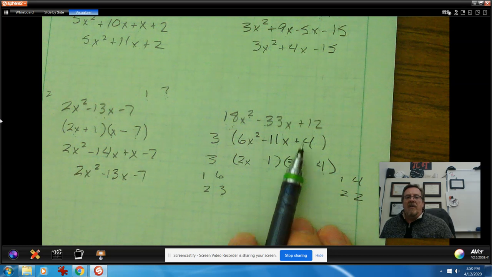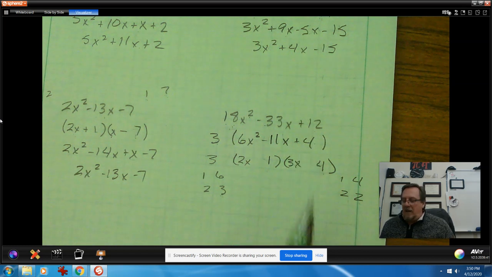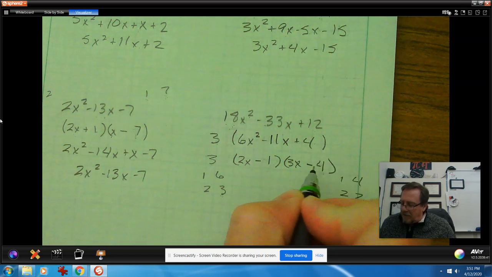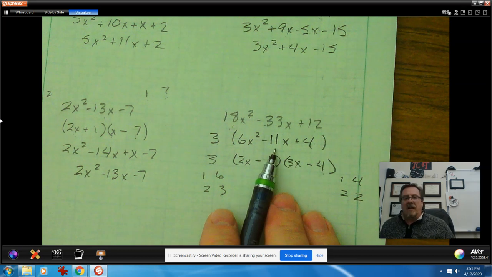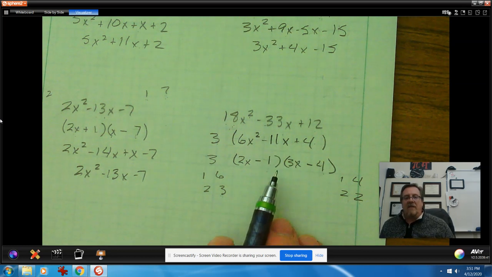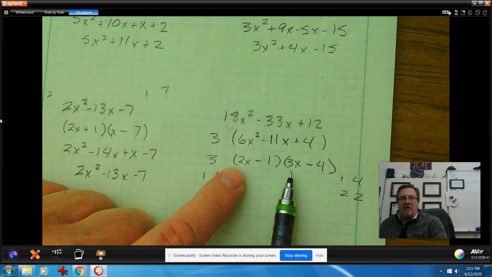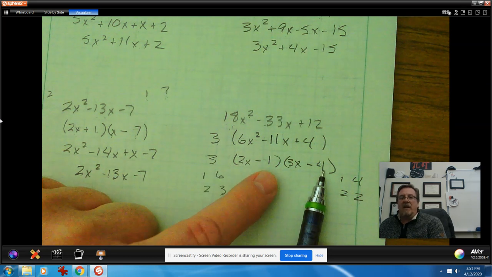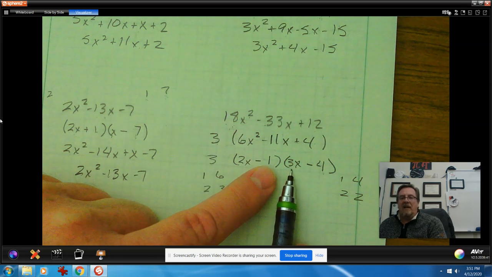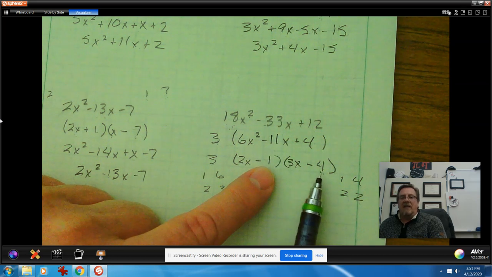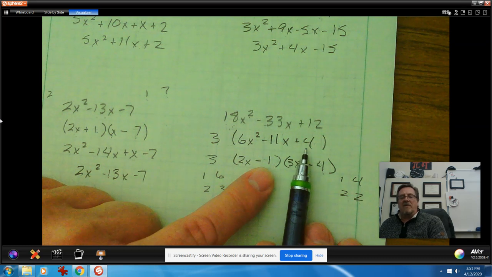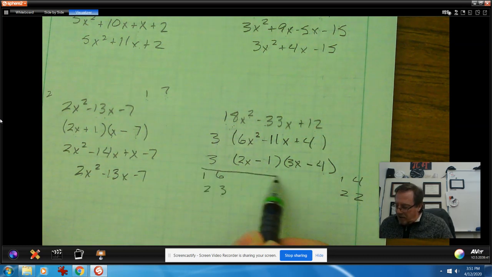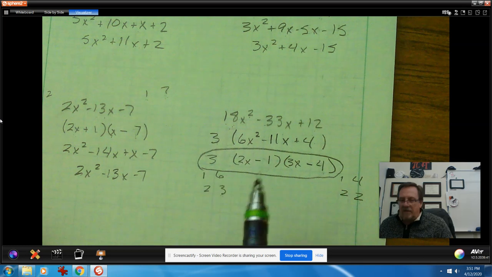Now, I said before, the only way to get to a positive 4 is to have both of these be negative, since when I combine my like terms, I'll get to a negative 11x. Let's just double check. I'll do this in my head. 2x times 3x is our 6x squared. And then I'm going to go 2x times negative 4 for negative 8x. And I'm going to combine that negative 8x with negative 1 times 3, which is a negative 3x, to get to that negative 11x. And then I'll take negative 1 times negative 4 to get positive 4. So here's that trinomial factored.